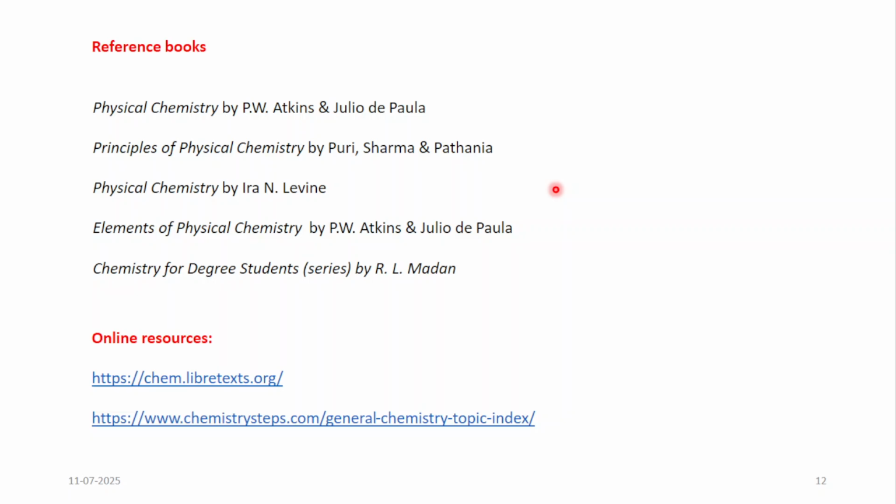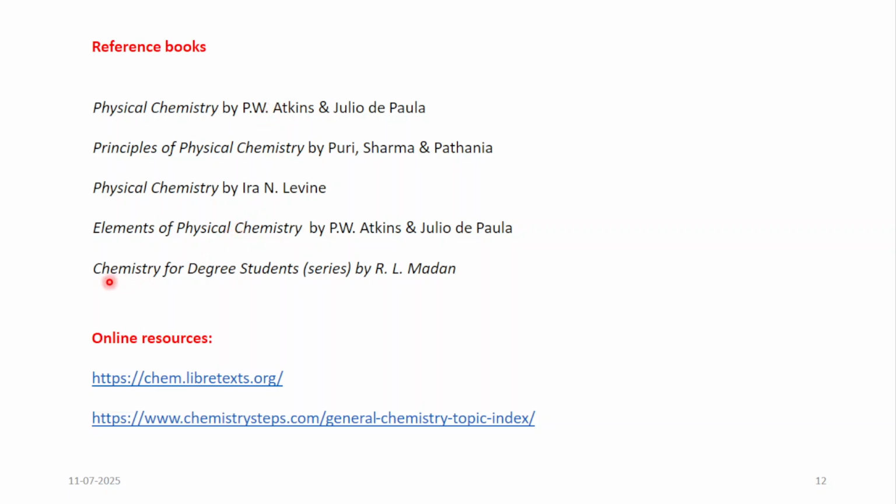These are some of the reference books, very useful books which you can easily understand. Principles of Physical Chemistry by Puri, Sharma and Pathania, very well written and very easy to understand. Physical Chemistry by P.W. Atkins, a very good book. You can also read Elements of Physical Chemistry by P.W. Atkins. This one is at a basic level, the other at a bit advanced level.